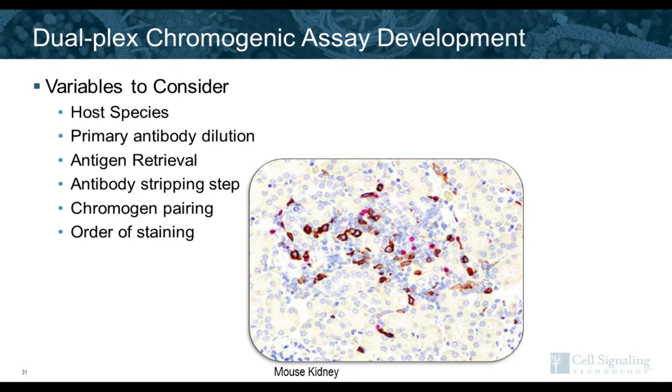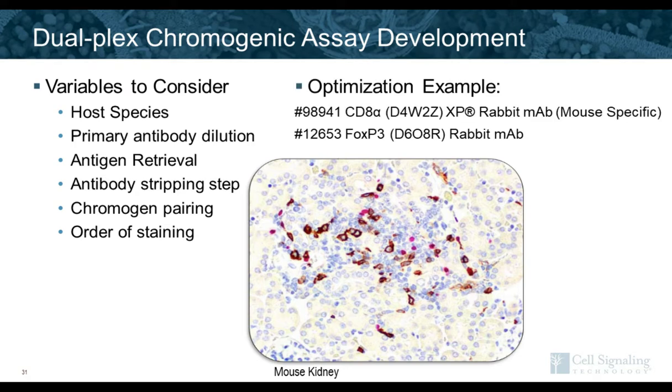The pairing of the chromogens with each of your primary antibodies, and the order of staining, meaning which chromogen is deposited first versus which is deposited second. So for this example, I'll be showing our CD8 and FOXP3 mouse reactive clones. These are both rabbit monoclonal antibodies, so we'll have to perform the stripping step in between each protocol.